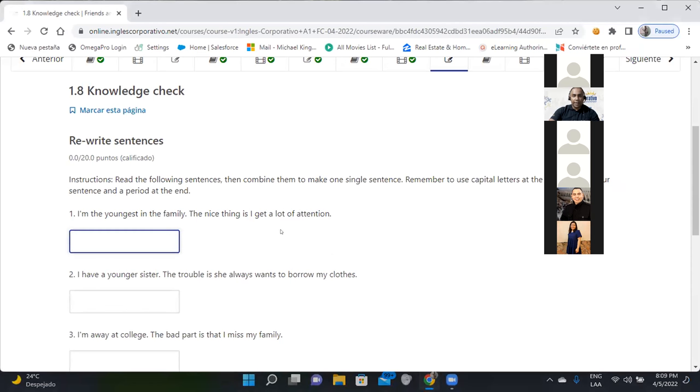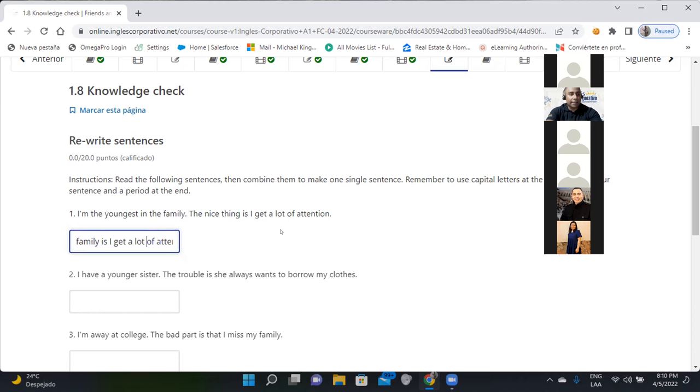Who can give me? Yes, Doris. Okay, the nice thing about being the youngest in the family is that I get a lot of attention. Perfect. That is correct. So the first one is the nice thing about being the youngest in the family is I get a lot of attention.